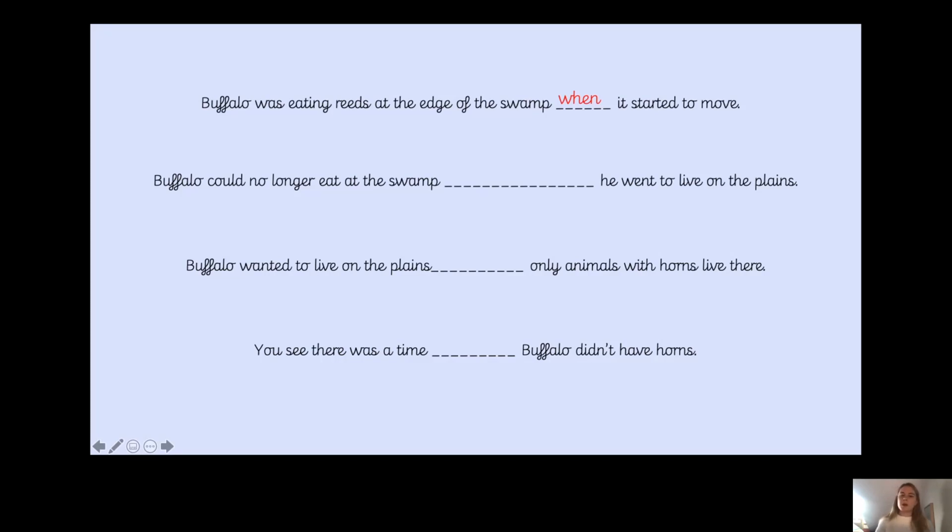Now the next one, Buffalo could no longer eat at the swamp. He went to live on the plains. Now we know that Buffalo went to live on the plains because he could no longer eat at the swamp. So that's the consequence, isn't it? That's the result of him not being able to eat at the swamp anymore. So therefore, what conjunction do we use to show a result? Well, yes, we use so, don't we? Buffalo could no longer eat at the swamp, so he went to live on the plains.